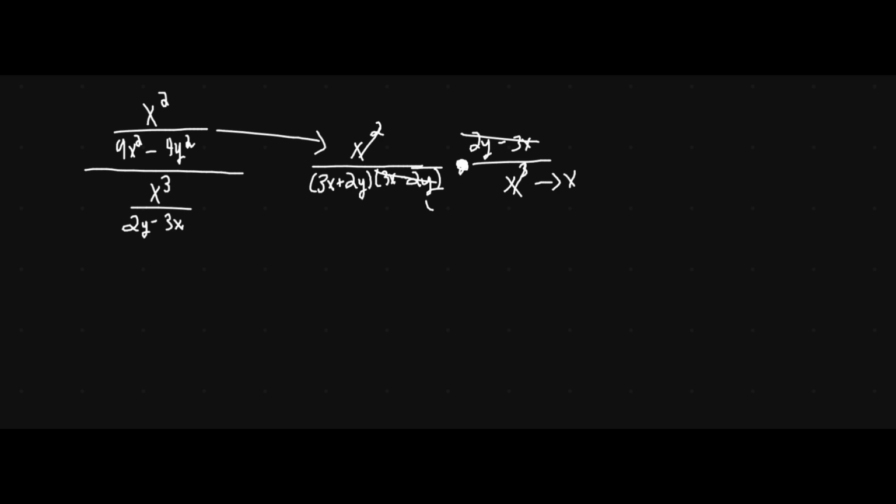So now we just have 1, and because the thing on top is 1, on the bottom it would just be x times 3x plus 2y, and there we go.